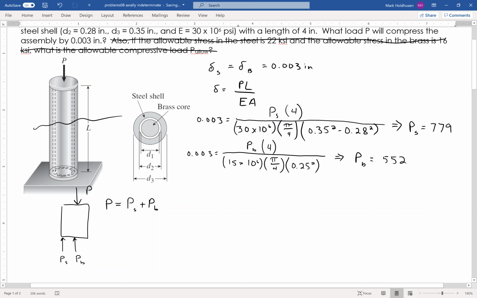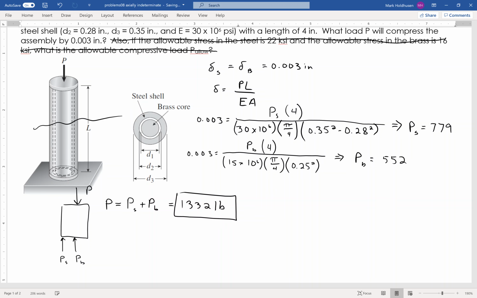So from that, I learned that adding those two together, the total P to get that sort of a compression becomes 1332 pounds. Again, the key to this is you start with statics, just like we do all problems in this course. But then I don't have enough equations from statics, and I start using these compatibility equations where I use what I know about the deflection of the material to figure it out.